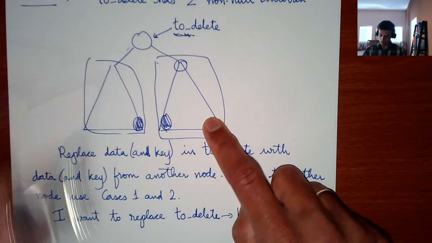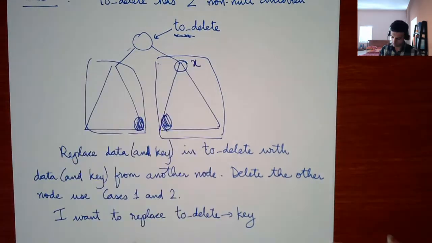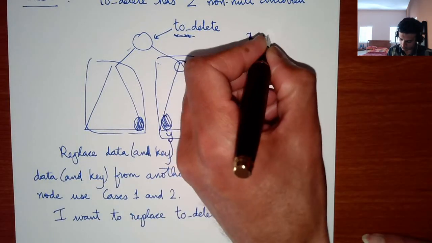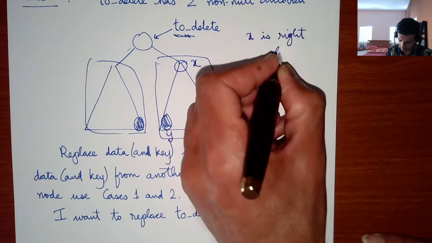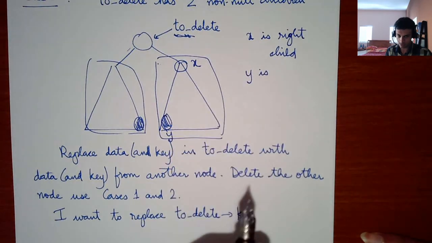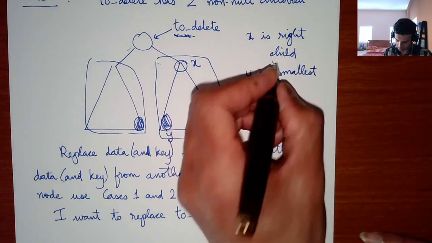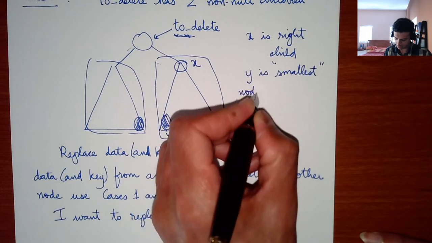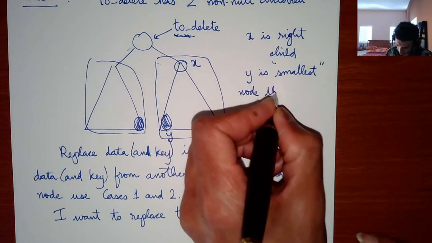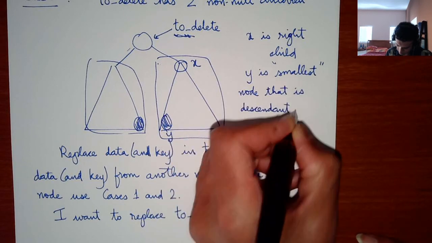So let's do this a little bit carefully. I'm going to refer to this as X, and this is Y. So what is Y? X is the right child. Y is the smallest node, and you know what I mean, right? It's the node with the smallest key. It's the smallest node that is a descendant of X.